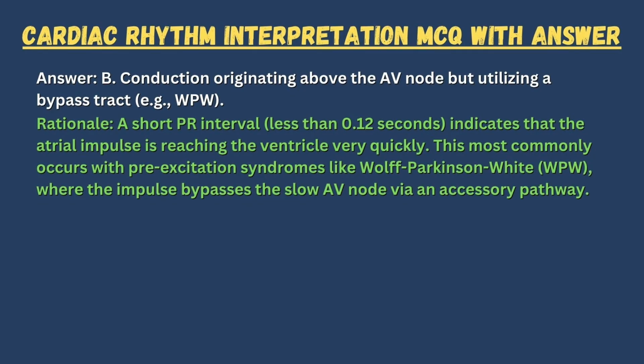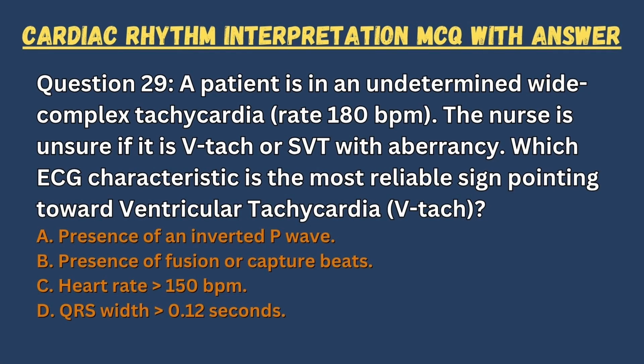Rationale. A short PR interval, less than 0.12 seconds, indicates that the atrial impulse is reaching the ventricle very quickly. This most commonly occurs with pre-excitation syndromes like Wolff-Parkinson-White WPW, where the impulse bypasses the slow AV node via an accessory pathway.